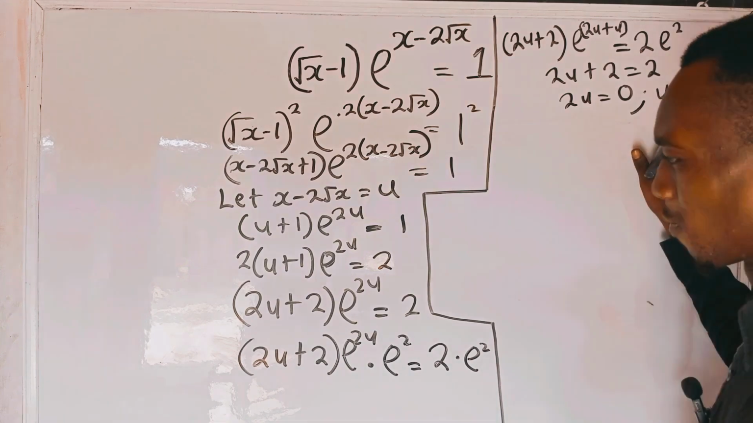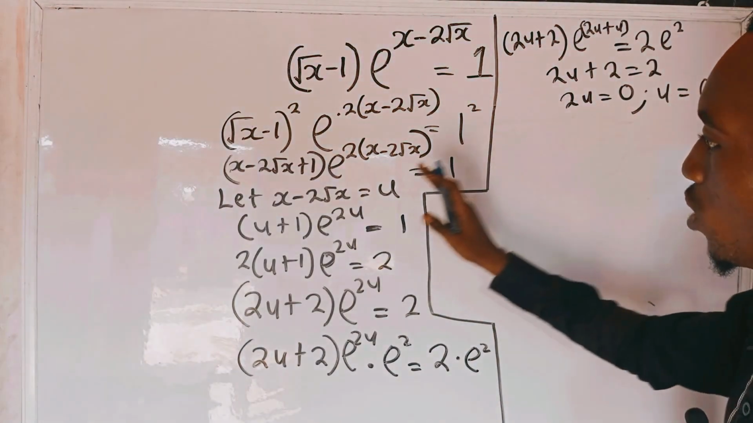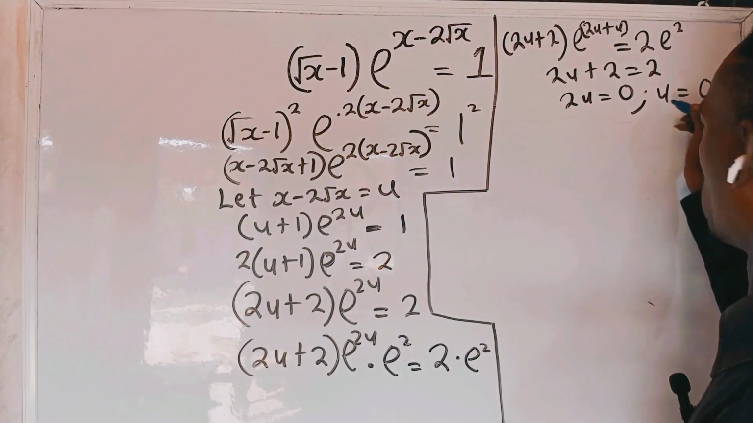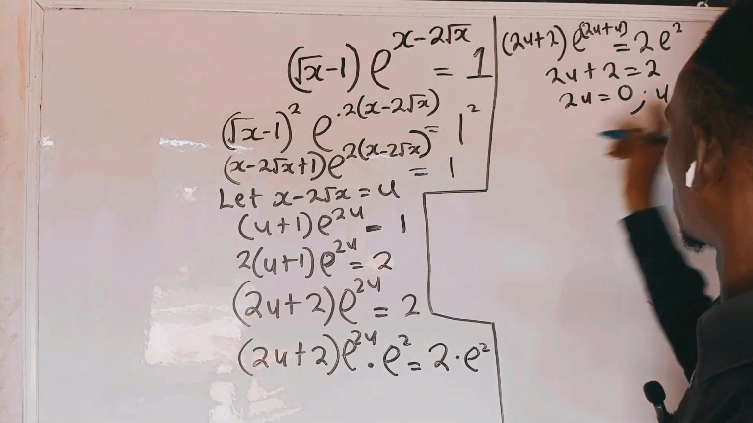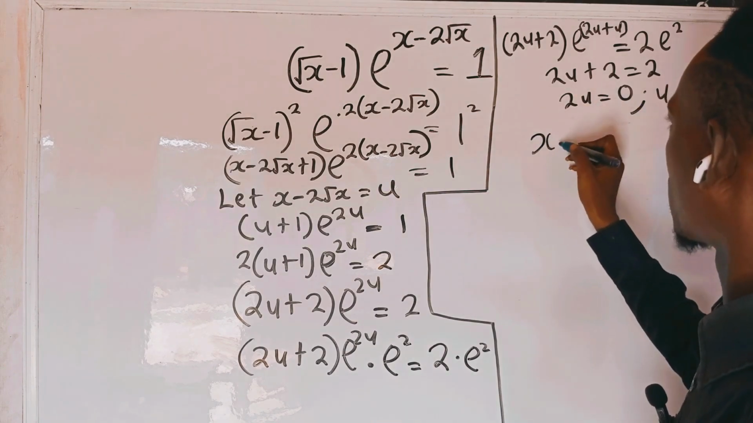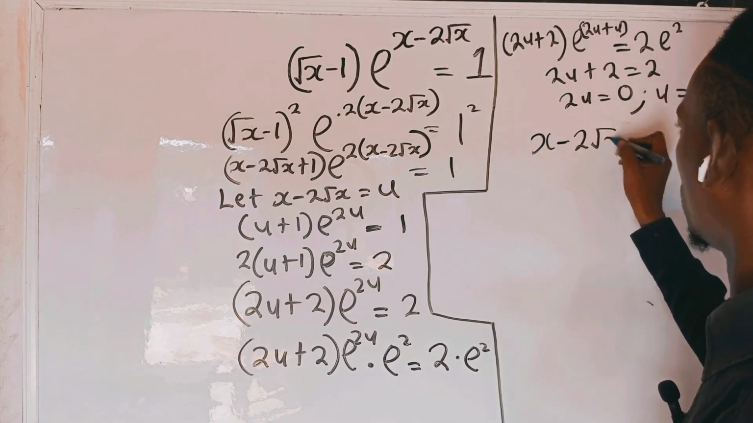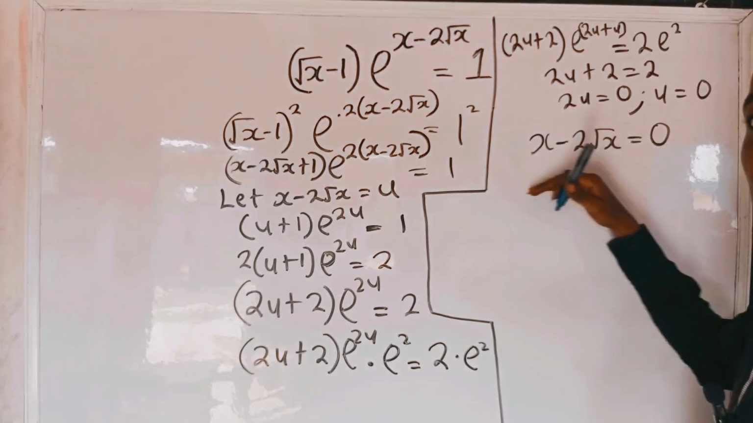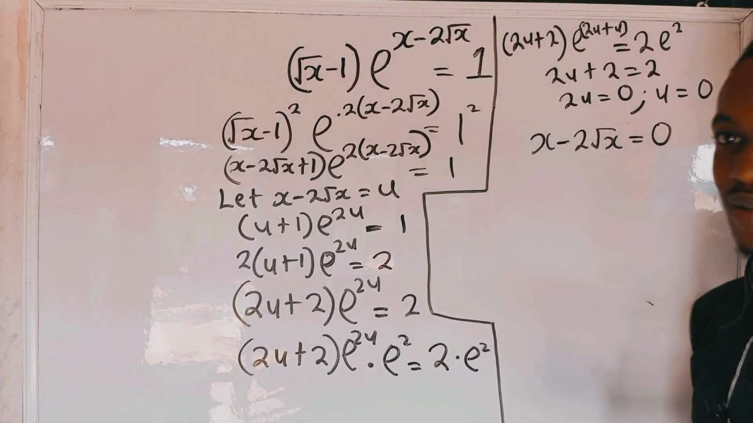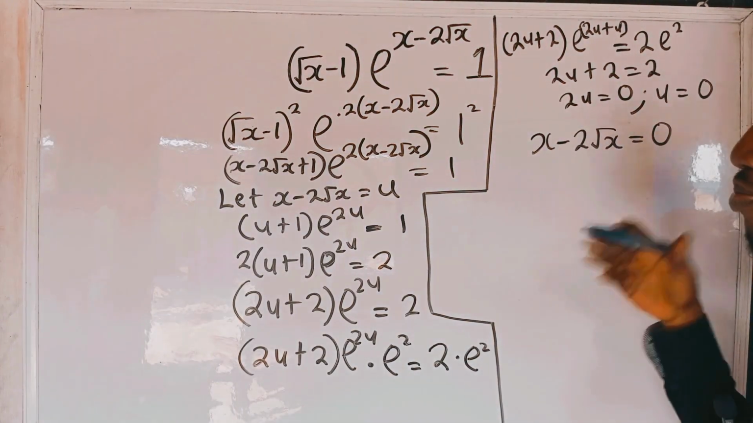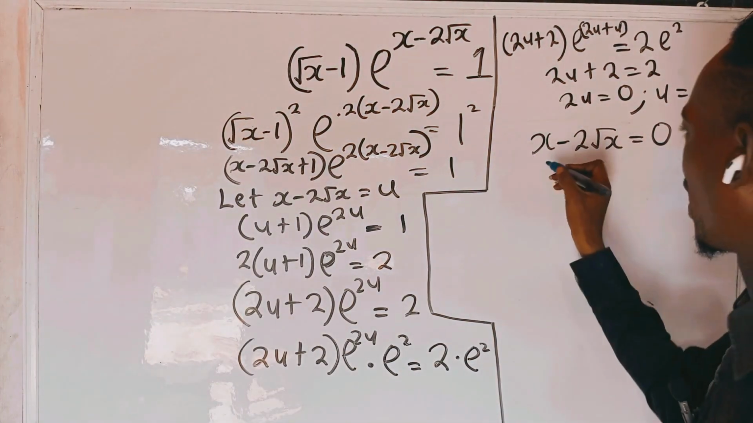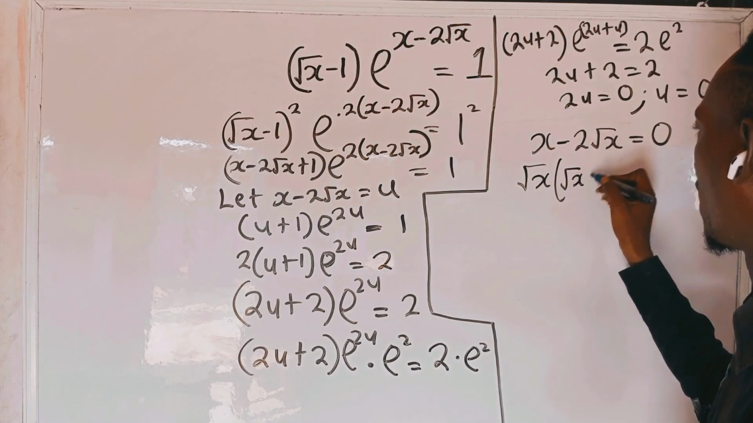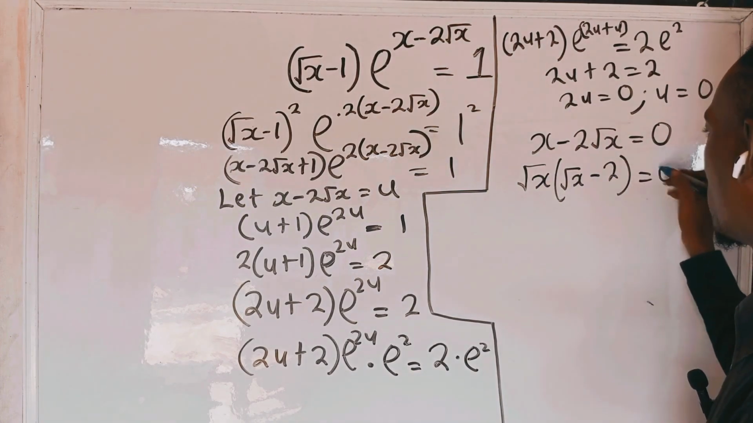Okay, now u equals 0. We don't need u. We actually need what? What is our substitution? x minus 2 root x. So we can substitute that into this. So instead of u, we have x minus 2 root x equals to 0. Now we can now solve this equation by ourselves. Very, very simple. So how do we solve this? I'll prefer we factorize square root of x out. So when we factor out square root of x, we have square root of x times square root of x minus 2 equals 0.